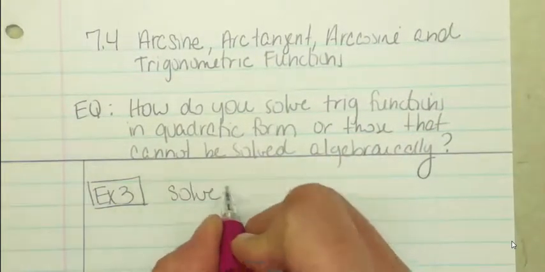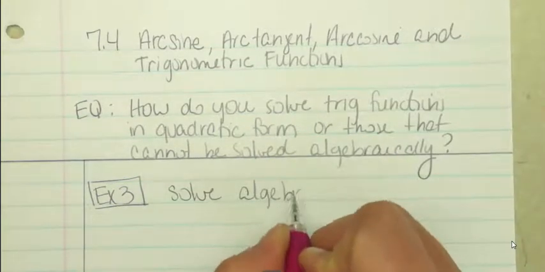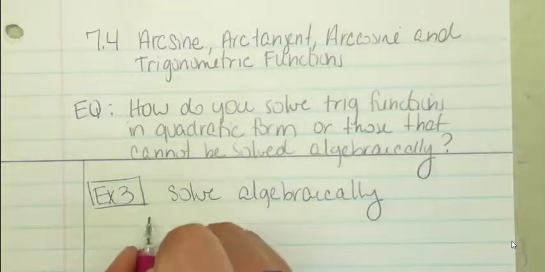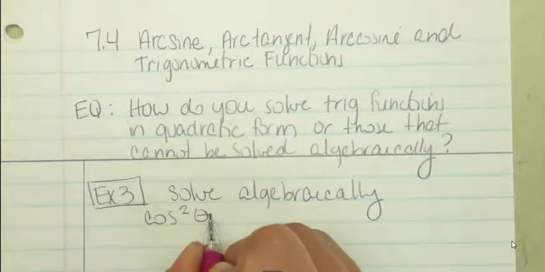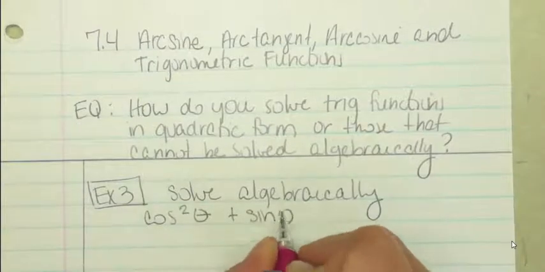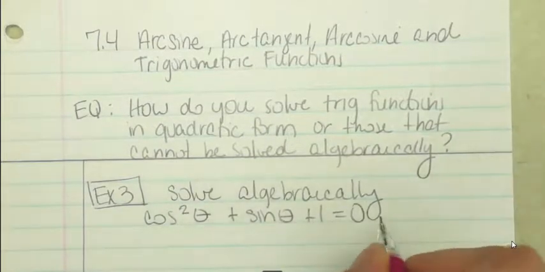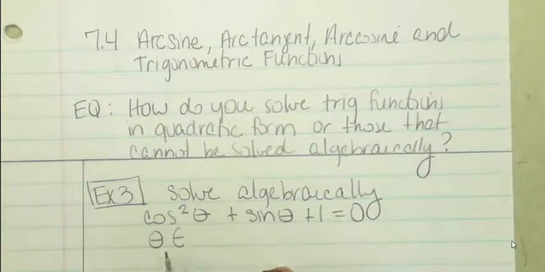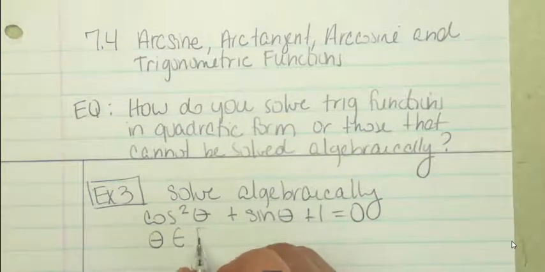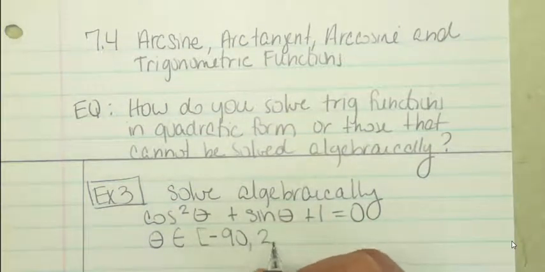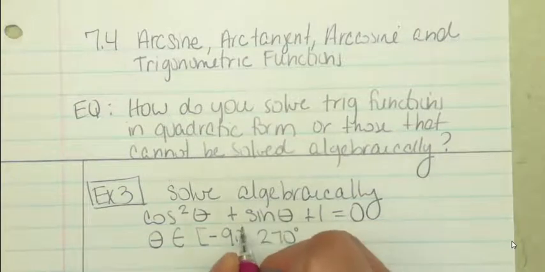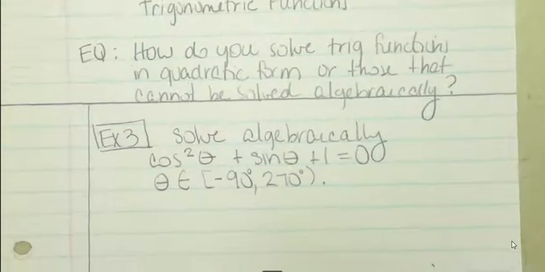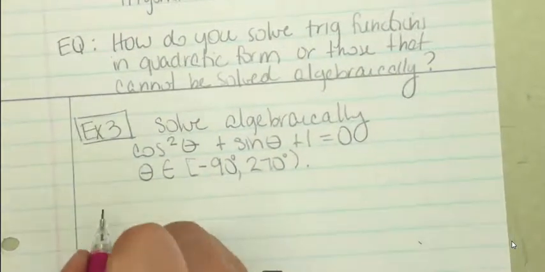We're going to solve algebraically. Cosine squared theta plus sine theta plus 1 equals 0. And they give us some domain restrictions. So theta is an element within negative 90 to 270 degrees, and we're not going to include 270 degrees in that. Okay, so starting with my equation.